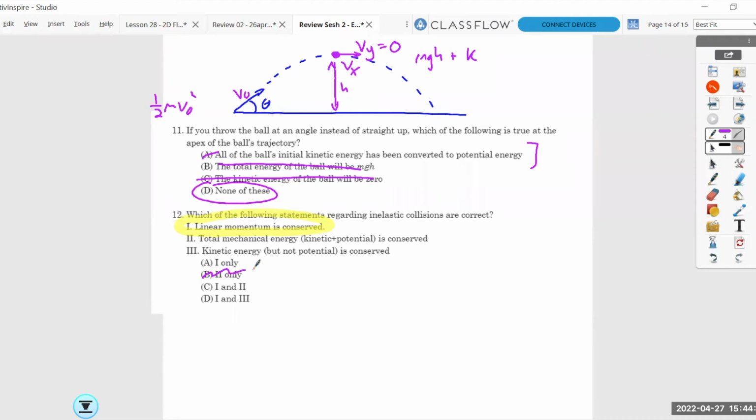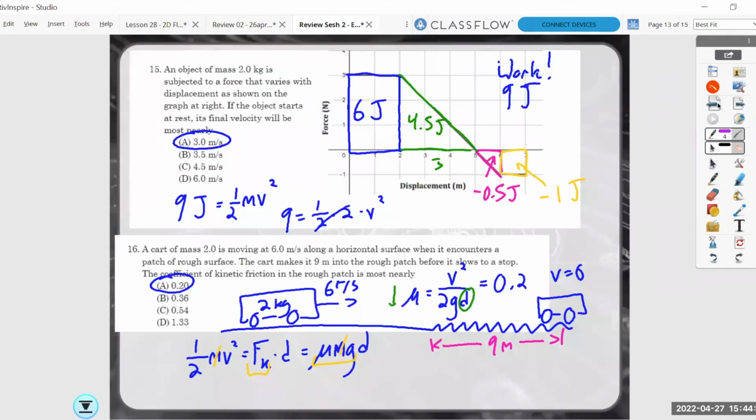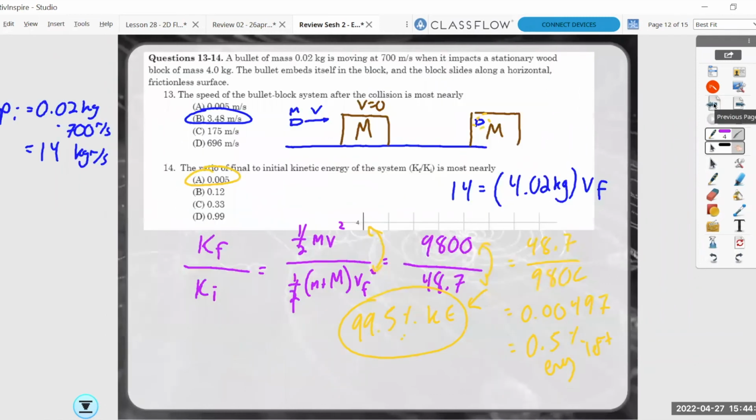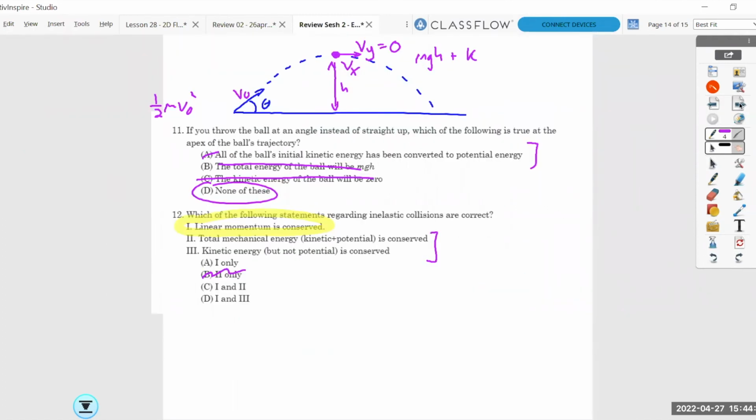And then the last two, do we conserve energy in inelastic collisions? Well, we can actually go look at that. Here, look. We had an inelastic collision. Did we conserve energy? Nope, we lost most of it. Inelastic collisions don't conserve energy. They don't conserve kinetic. They don't conserve potential. I mean, the energy still exists. It just is lost to friction or heat or sound or whatever.